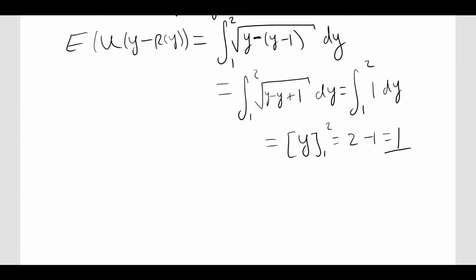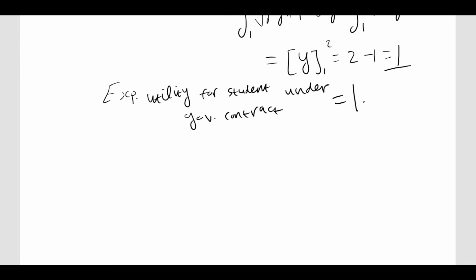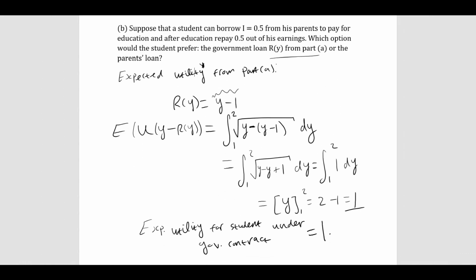So the expected utility for the student under the government contract, under the government student loan scheme or whatever it is, is 1. Now, what this means is if under the parents' loan that they've offered, he gets something more than 1, then he'll prefer to take the parents' option. If he gets a utility, or expected utility, less than 1, the government option is better.